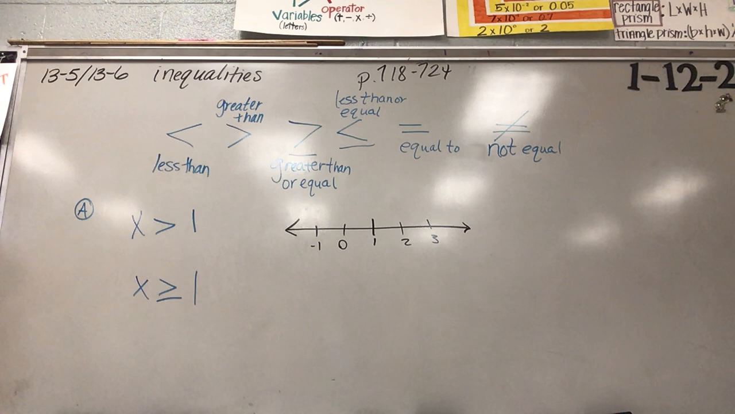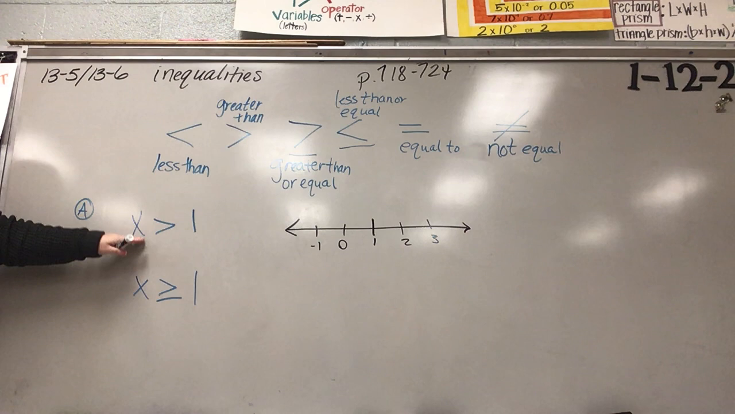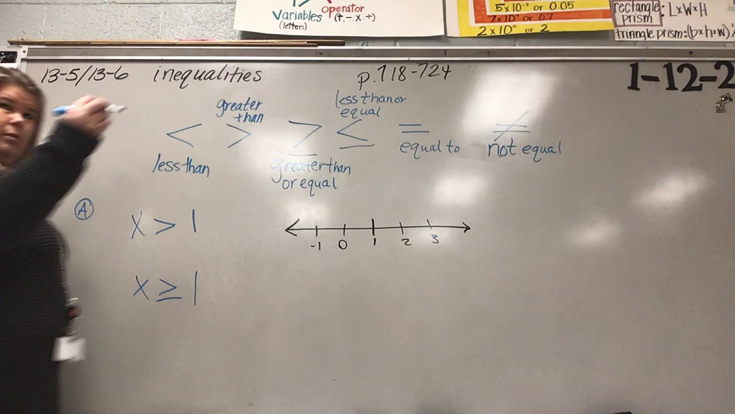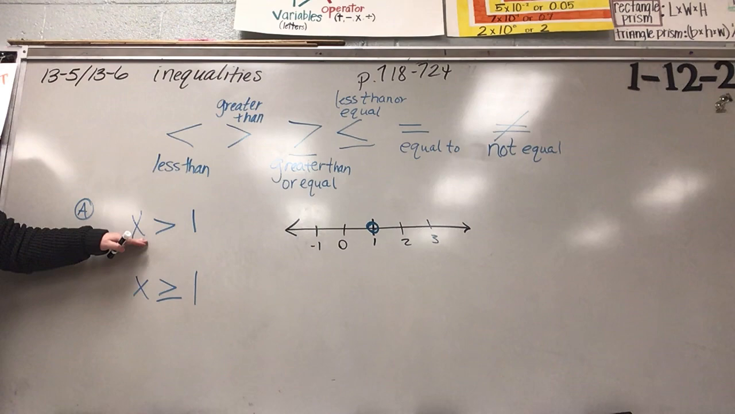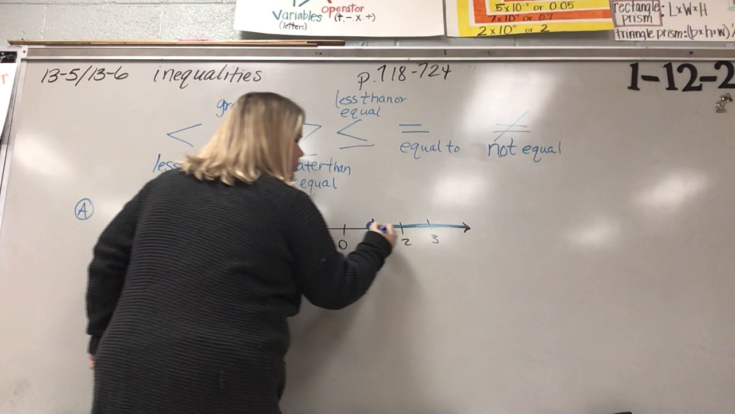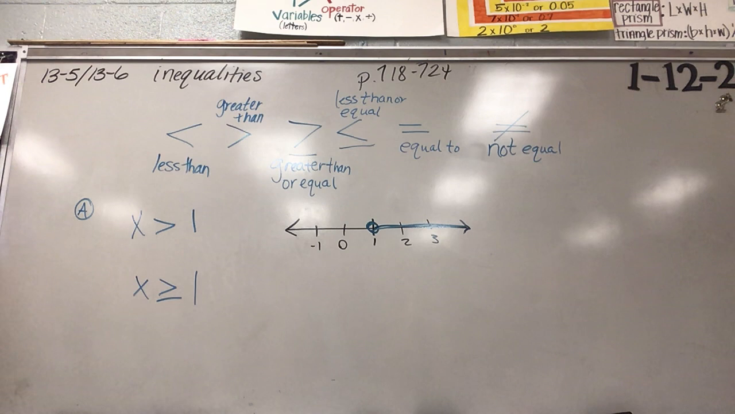Now, we're going to plot this, because X is greater than 1. So we're going to plot it. I'm going to use an open circle. And what could X be that would be greater than one? Two or three, four. See this little arrow? It means it goes on forever. Anything that's higher than one. I have just plotted X is greater than one.